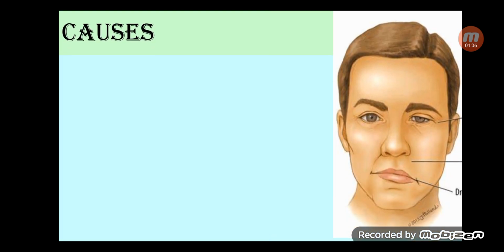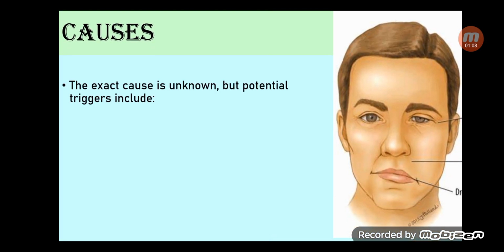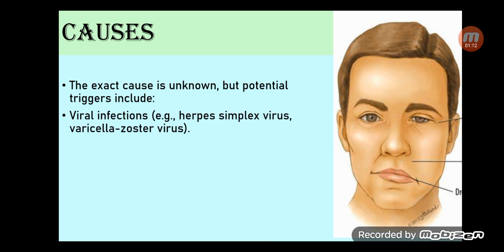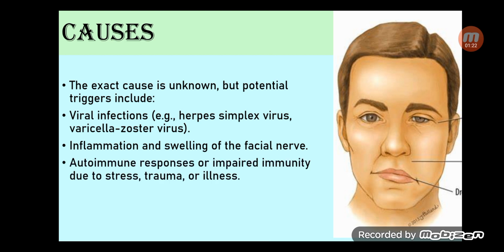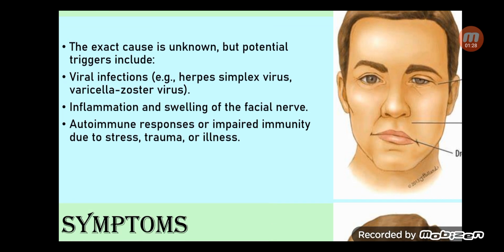Now we will talk about the causes of Bell's palsy. The exact cause is unknown, but potential triggers include viral infection, which may include herpes simplex virus and varicella zoster virus, and inflammation and swelling of the facial nerve can also cause Bell's palsy. Autoimmune responses or impaired immunity due to stress, trauma, or illness can also cause Bell's palsy.